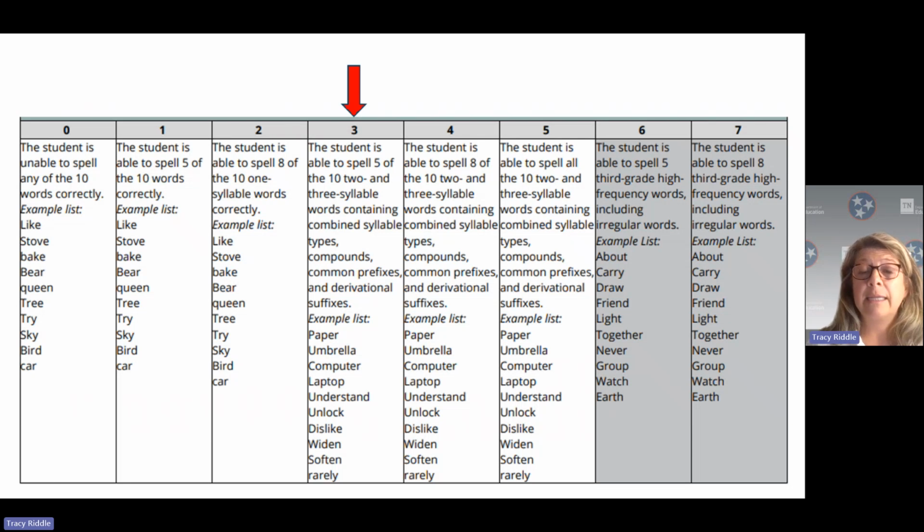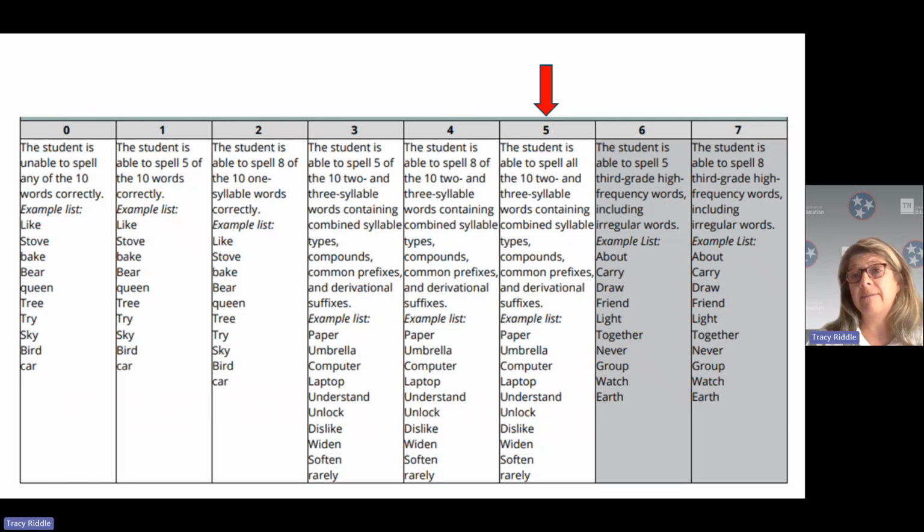If they cannot spell at least 5 of the 10 words, then you need to move back to assess the words at level 2 on the rubric. If they are not able to spell at least 5, that is not a score of a 3. In order to score a 4, they need to be able to spell 8 of the 10 words. And at level 5, they can spell all 10 of the 2- and 3-syllable words. Once students have mastered at level 5, you can assess the third grade words.